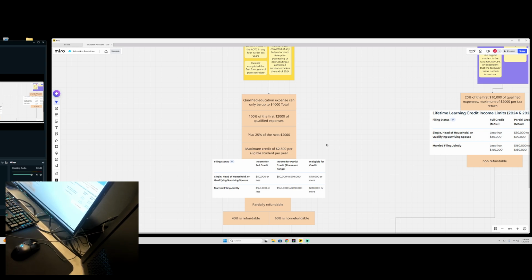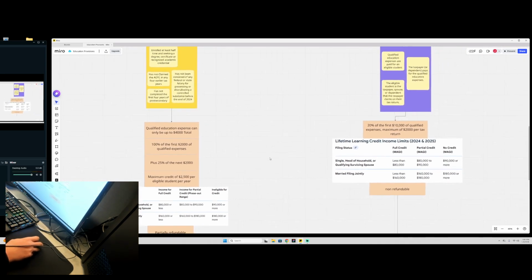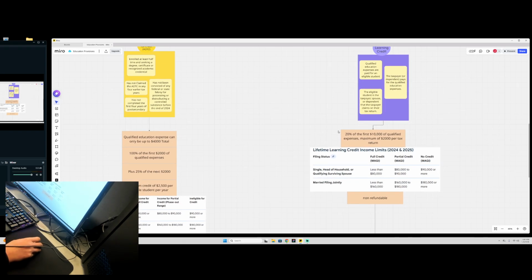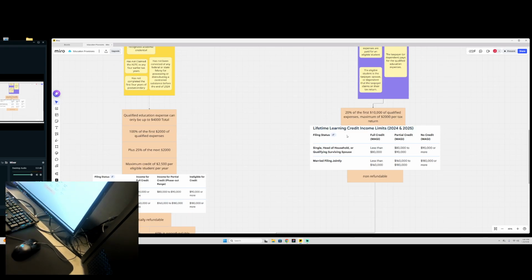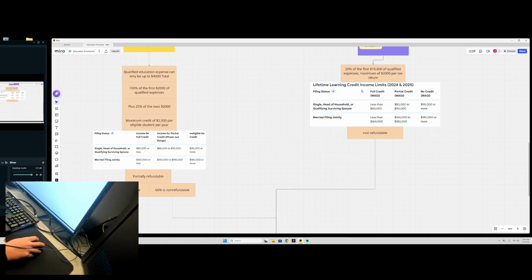For the first 2,000 of the 4,000, you get the full 100% of that. But for the next 2,000, you only get 25% of it. What that means is that the maximum credit you can have from the AOTC is 2,500 per year per student. With the Lifetime Learning Credit, you only get 20% of the first 10,000 of qualified expenses, for a maximum of 2,000 per tax return.